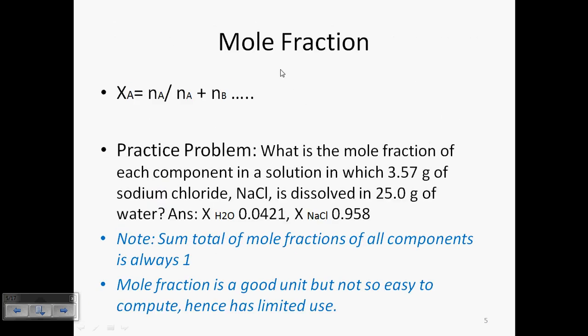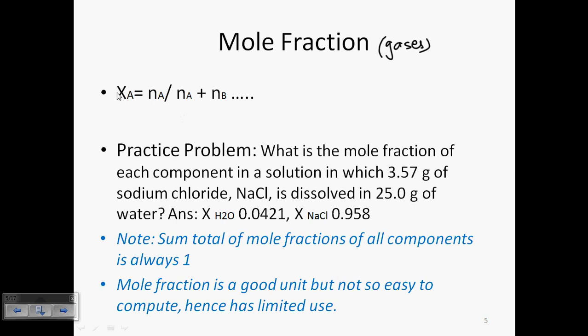Mole fraction is generally used in terms of gases. It is a little cumbersome to calculate, even though it's a pretty accurate representation. And you have to think through to understand what mole fraction is saying. It's not as simple as parts per million or mass percent, hence its limited use.